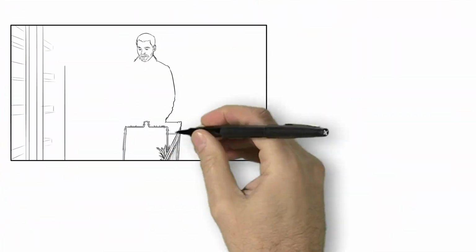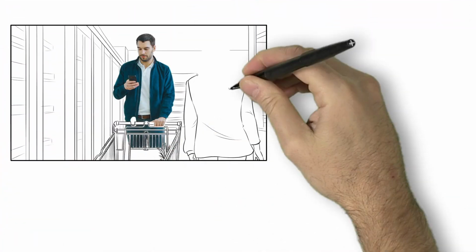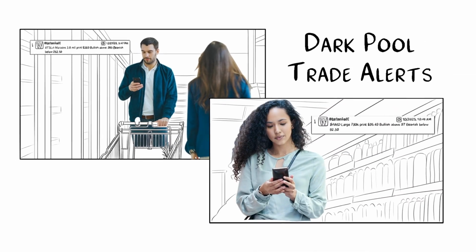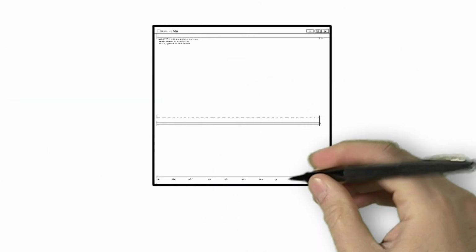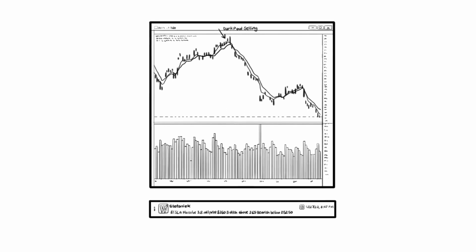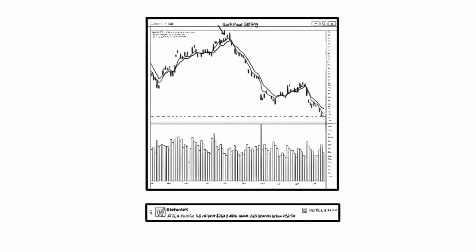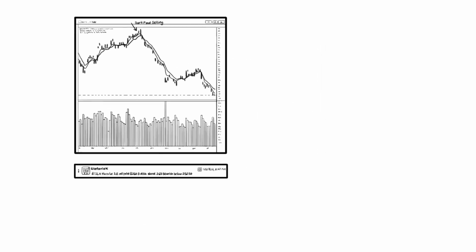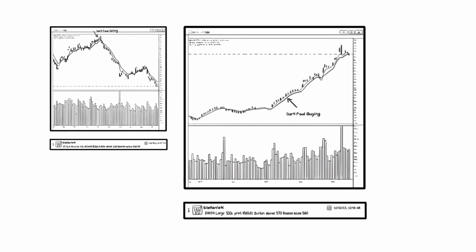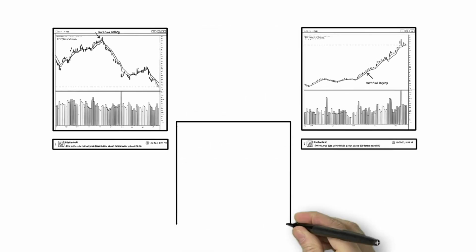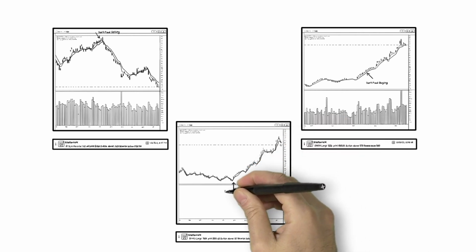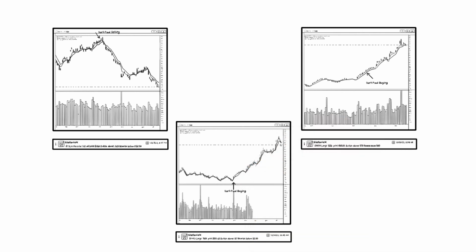As they happen throughout the day, Stephanie also sends you alerts of secretive dark pool trades that she predicts will move the market. Here are a couple of the alerts her members received. On December 27, 2023, 3.8 million shares of Tesla traded, starting a nosedive of 62%. Or the January 16, 2024 dark pool trade of Nvidia, starting a 70% rally. Or in October 2023, the dark pool trade on AMD that started a 135% rally.